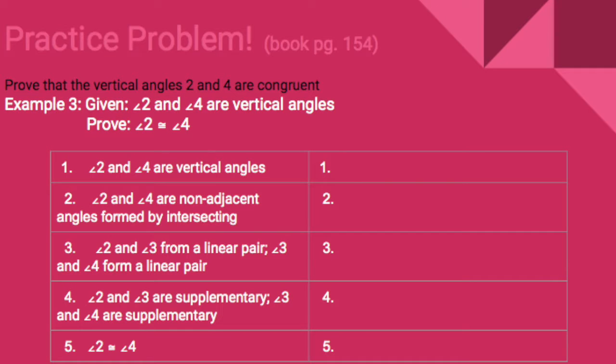Here's a practice problem from book page 154, example 3. Prove that the vertical angles 2 and 4 are congruent.